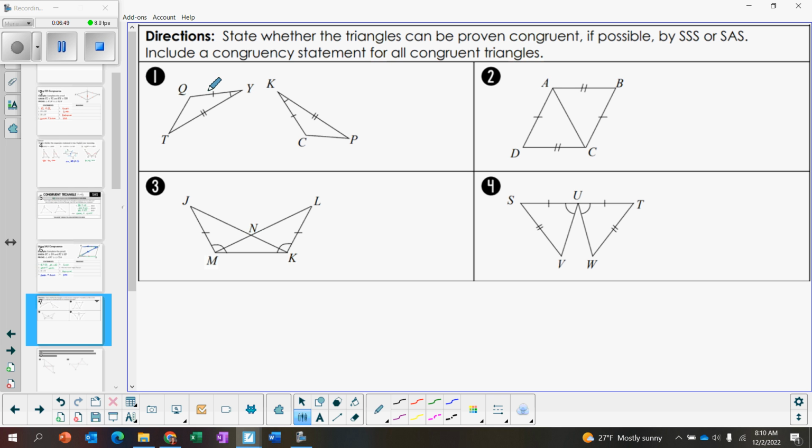So for number one, I'm going to label my S's and my A's. And this triangle, if I follow the order below, SAS and SAS. So they're all congruent by SAS. And now for a congruent statement, I'm going to say QYC is congruent to, the Q is on the side that's on there, C, J, P.